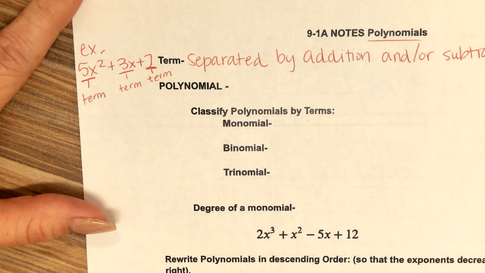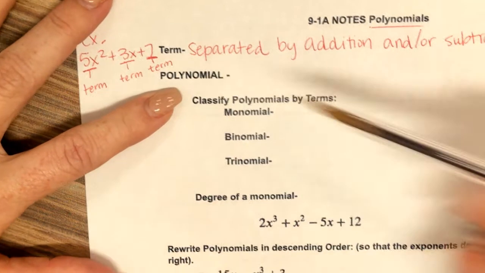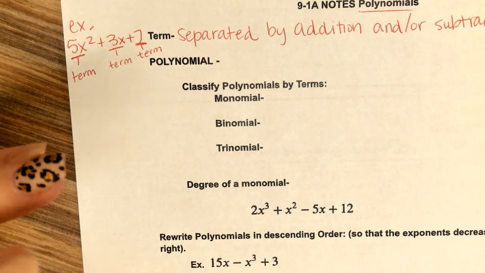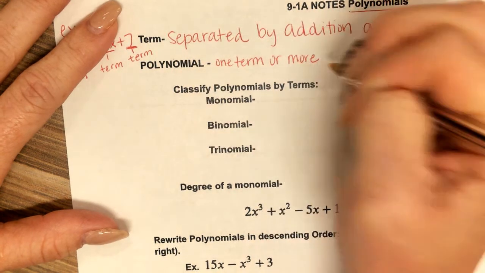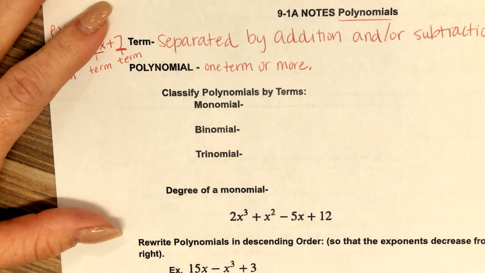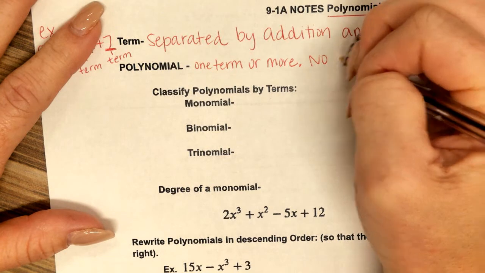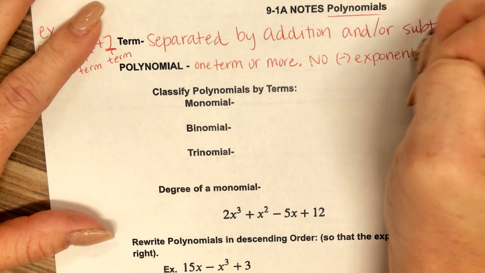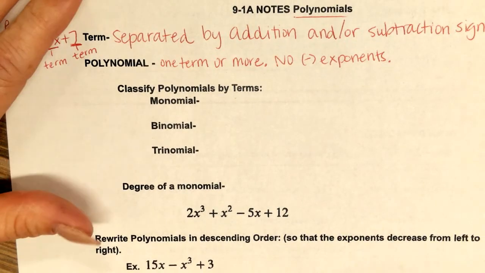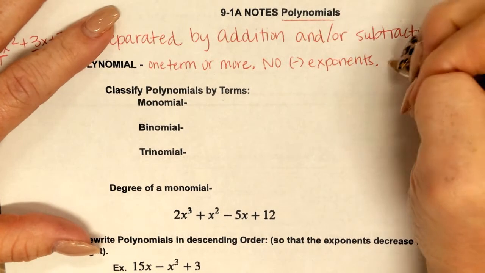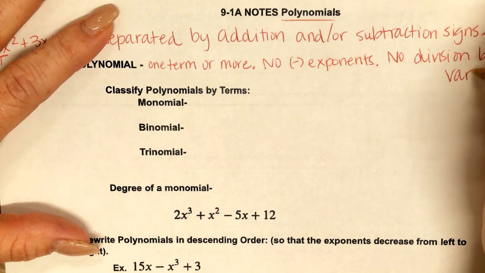A polynomial is basically where you have one term or more. But there are some stipulations. A polynomial cannot have negative exponents. So no negative exponents. And it also cannot have division by a variable. It can have division, but the variable can't be on bottom. No division by variable.